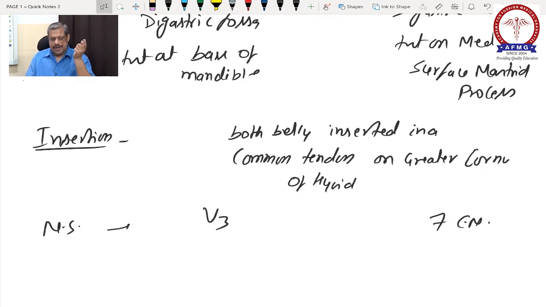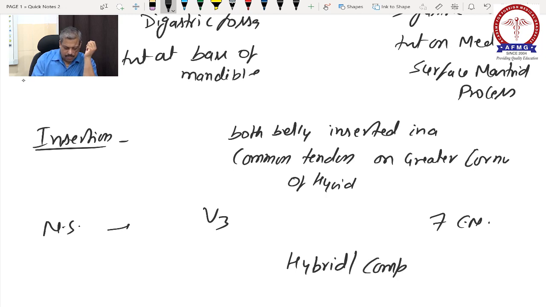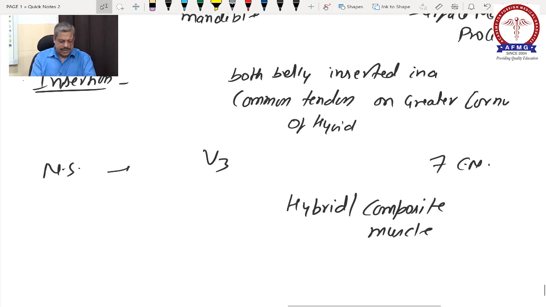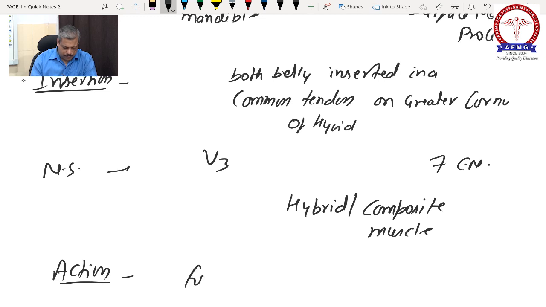So it has 2 bellies which have different nerve supply, and such types of muscles are known as hybrid muscles or composite muscles. This is an example of a hybrid or composite muscle, the digastric muscle. Hybrid muscles are those muscles which have dual nerve supply. The last point, what is the action of digastric muscle? It causes forceful opening of the mouth.